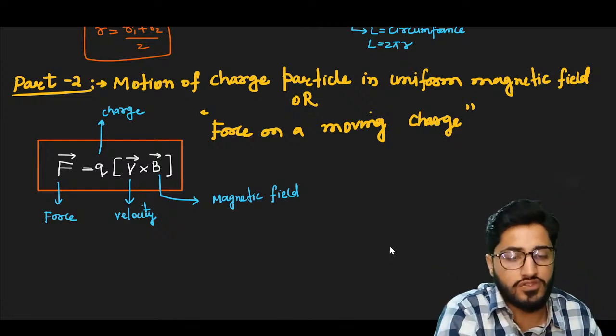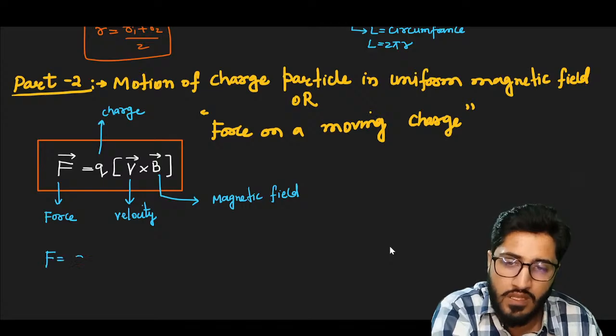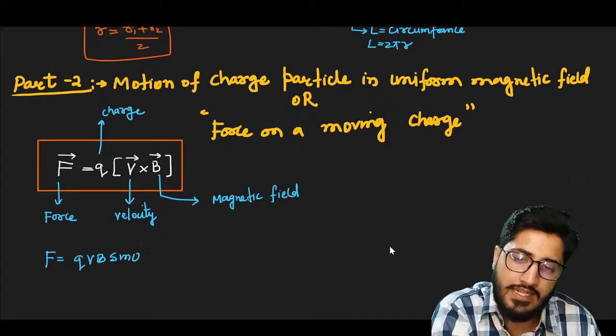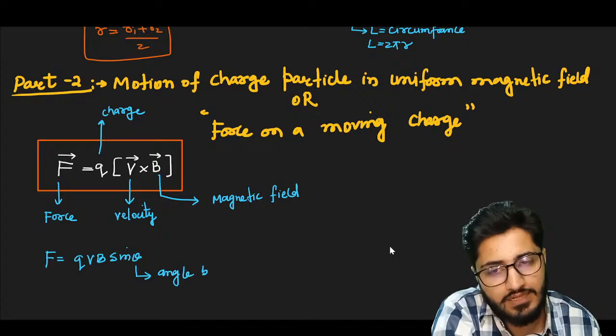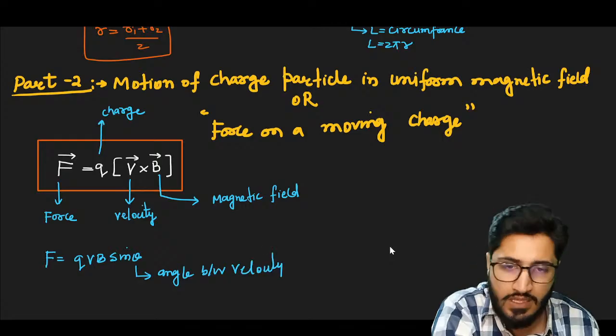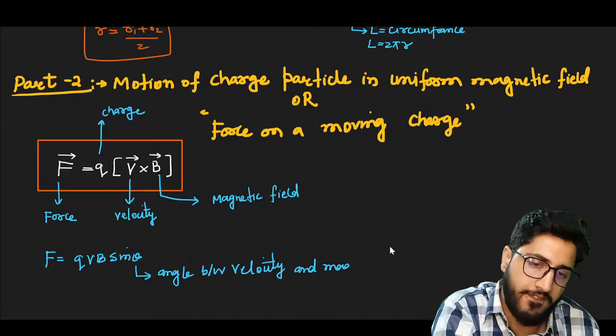Now I will write that also. If you want to write it in magnitude form, it is equal to Q V B sine theta. So what is this theta? Theta means angle between velocity and magnetic field.